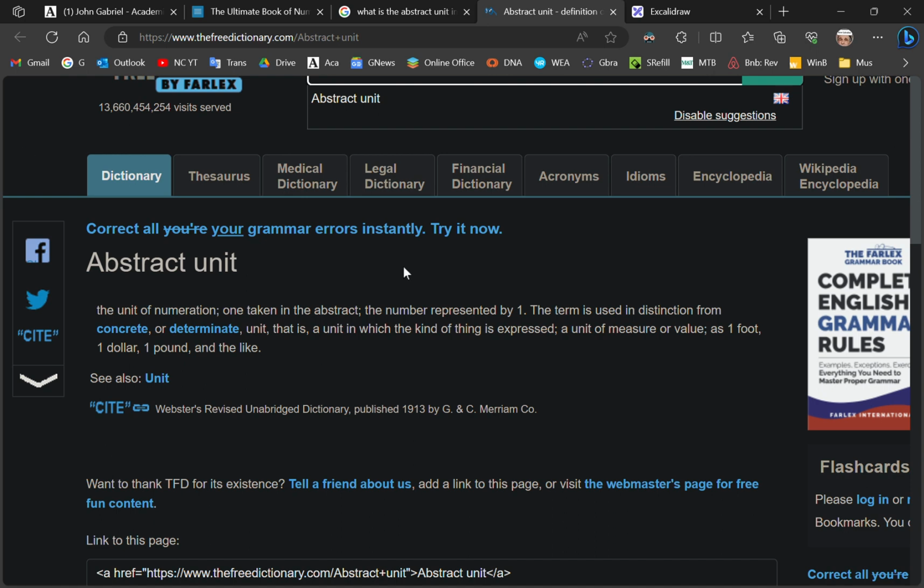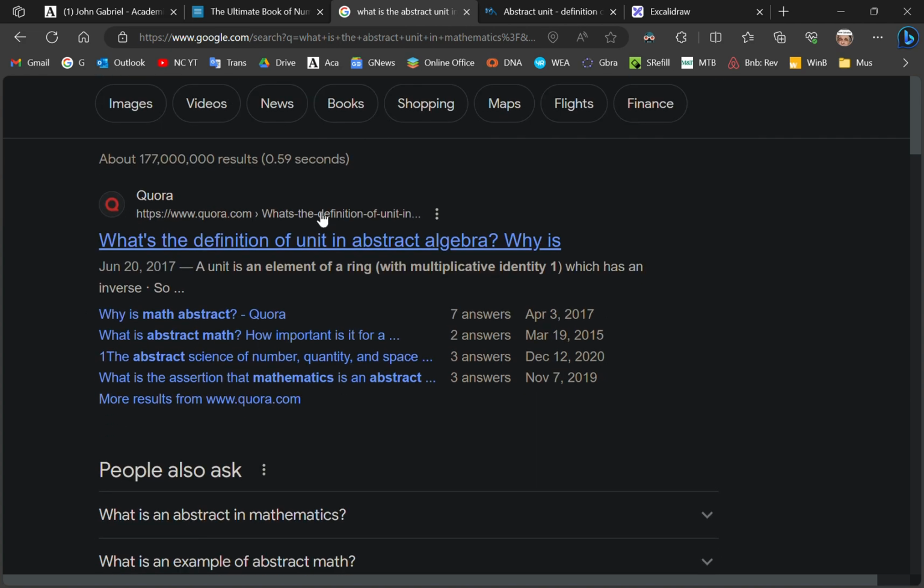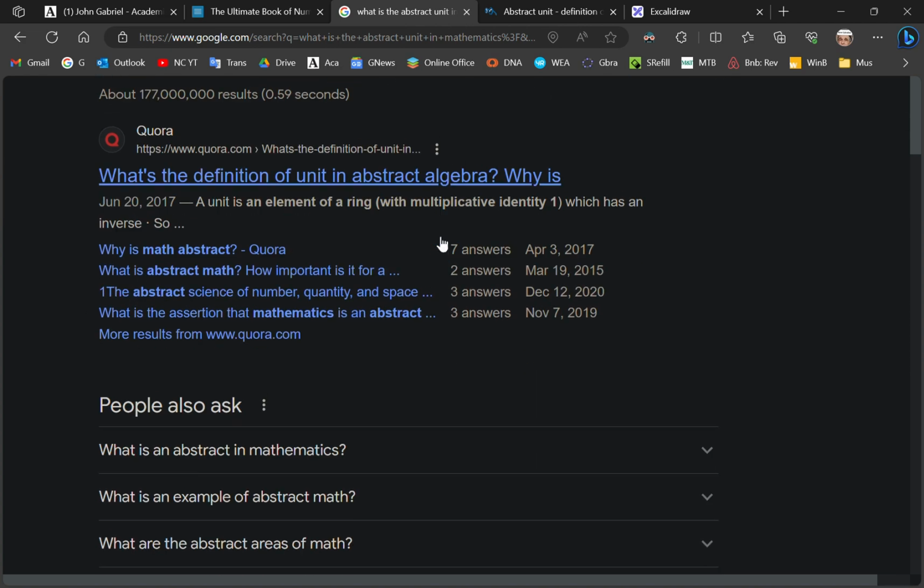And today I'm going to be talking about something I've talked about before, but a few people have asked me to explain a little bit more. So that is the concept of an abstract unit. Now if you, for example, type in Google or whatever other search engine you have, what is the abstract unit in mathematics, you'll get a whole lot of irrelevant, unrelated stuff.